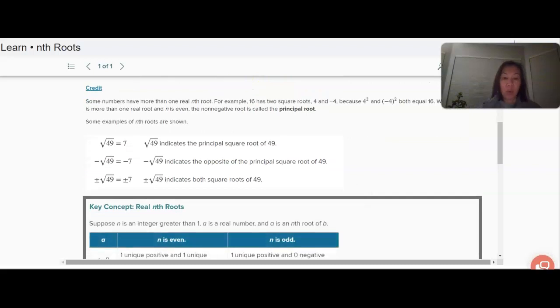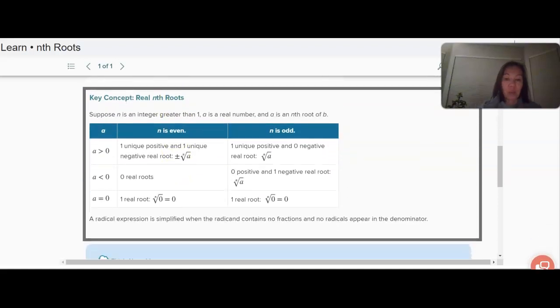The number inside the radical symbol is what we call our radicand. Now, some numbers have more than one real nth root. For instance, the square root of 49 technically has two square roots, 7 and negative 7. However, the square root symbol indicates the principal square root, which is generally the non-negative or positive root. Whatever index it happens to be, we will always take the positive root, unless you see the negative outside. Then that indicates we want the negative square root, or the opposite of the principal square root. So again, we call 7 here the principal square root. And if you see both signs, then we want both.